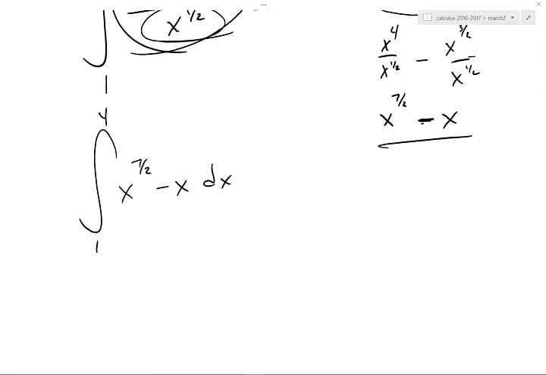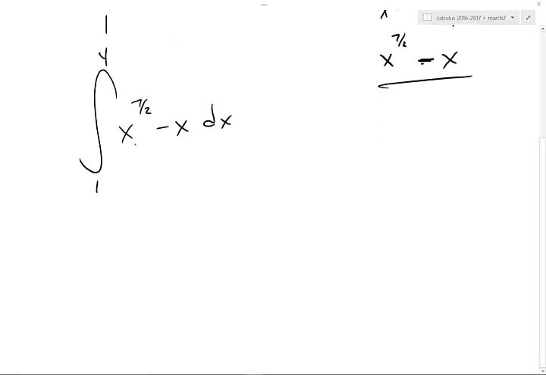Okay? And what is the antiderivative of x to the 7/2? Well, I'm going to add 1. So it's going to be x to the 9/2. And then I'm going to divide by 9/2. And minus x squared over 2.